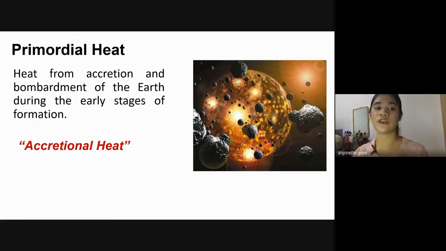Yung Earth natin actually ay caused by accretion of the asteroids. Asteroids are rock pieces that are floating doon sa outer space. At up until now, meron pa rin mga asteroids na napo-float doon sa outer space. Now, itong mga asteroids na yan, nagkaroon ng accretion. Accretion means nagkadikit-dikit. Nagkaroon ng bombardment, nagbanggaan. So, nagkaroon ng banggaan, and because doon, nagkaroon ng bombardment during the early stages of the Earth, ay nag-i-release ito ng heat.